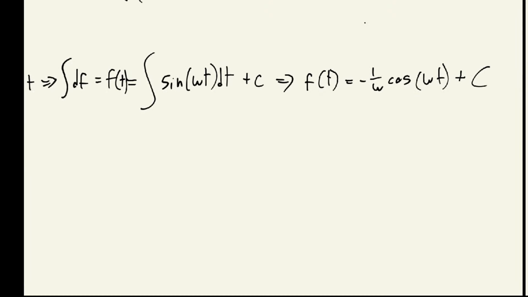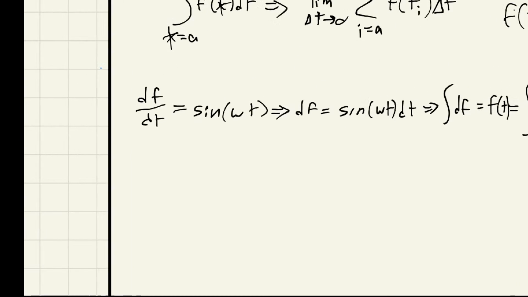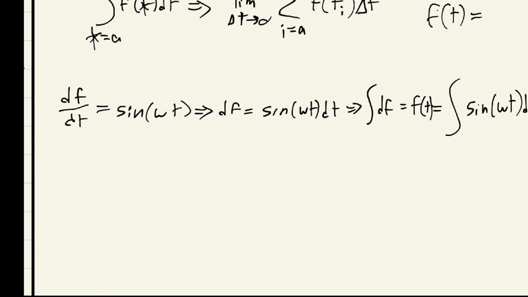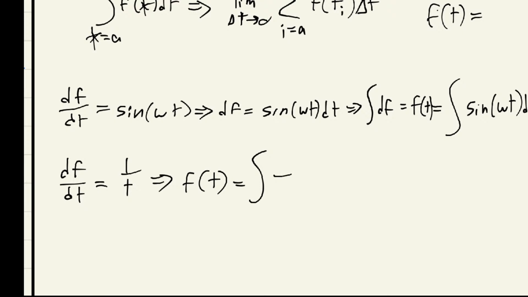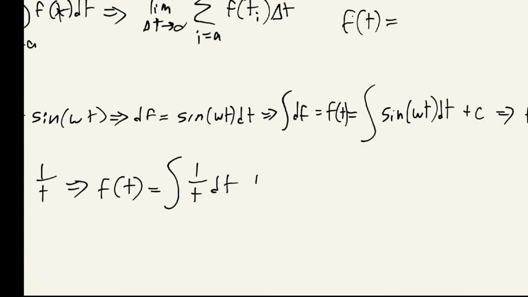Should we do more examples? Yeah, let's do one more example. So let's come back over here. Here we have our sine. Now let's do another one. What if I told you that df with respect to dt equals 1 over t? Yeah, 1 over t. Okay. Well, let's just skip this step over here because that's pretty simple. Well, we'll have that f of t equals the integral of 1 over t dt plus c.